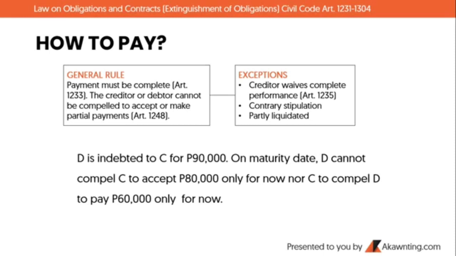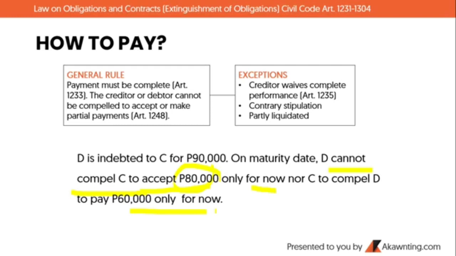Okay? D is indebted to C for 90,000. On maturity date, D cannot compel C to accept 80,000 only for now. Nor is C to compel D to pay 60,000 only for now. So, for example, nagbabayad si D, ito muna ang kaya kong ibayad, 80,000, saka mo na yung 10,000. Okay? Pwede ba yun? Pwede niya bang i-compel si C na i-accept yung 80,000?